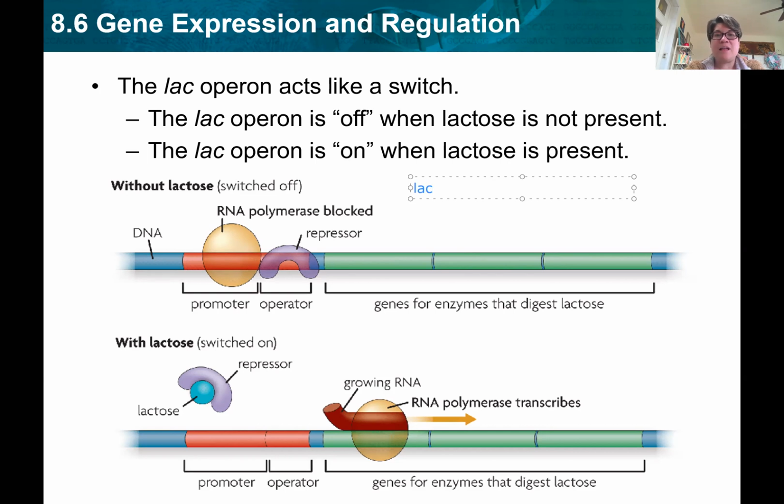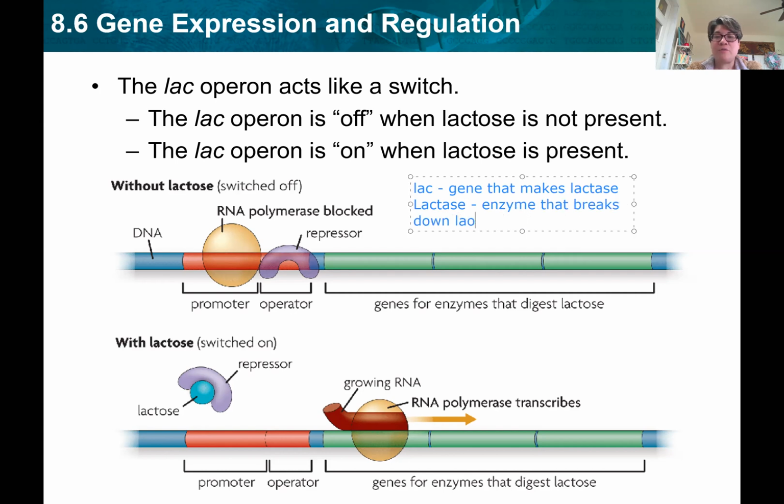LAC, in italics, is a gene that makes lactase. Now, lactase is an enzyme that breaks down lactose. Let me see if that shows up for you. Hopefully it does. So lactase is a protein that's going to break down lactose. And if you don't have that gene LAC, then you're not able to make that enzyme, and you can't break down lactose, and it makes you really flatulent and have your tummy hurt and lots of problems.